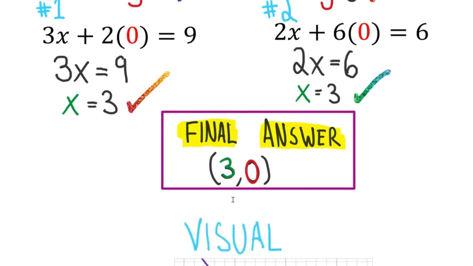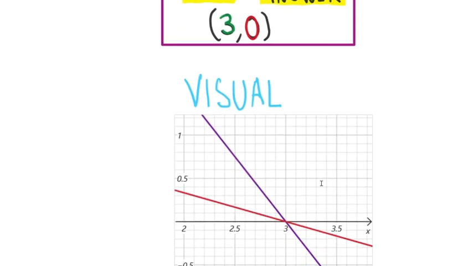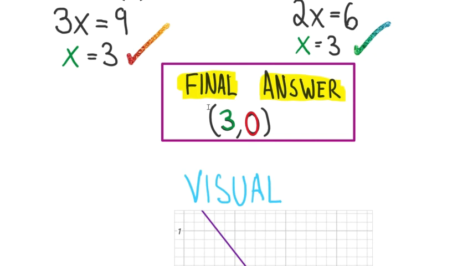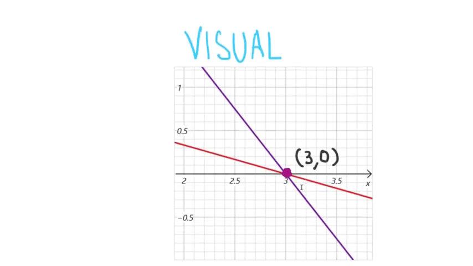Visually, well, we can always graph these equations on a graphing calculator. And when we do, it results in a point where they both intersect. And clearly, we can see on the graph that they are intersecting here at the point 3, 0, visually. But algebraically, we calculated that it was 3, 0. So we have the right answer.